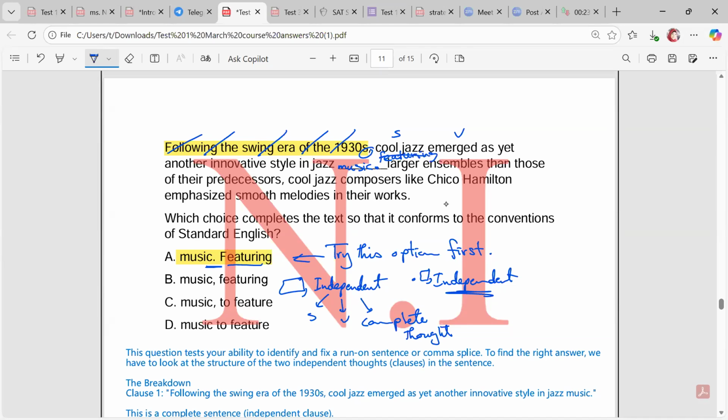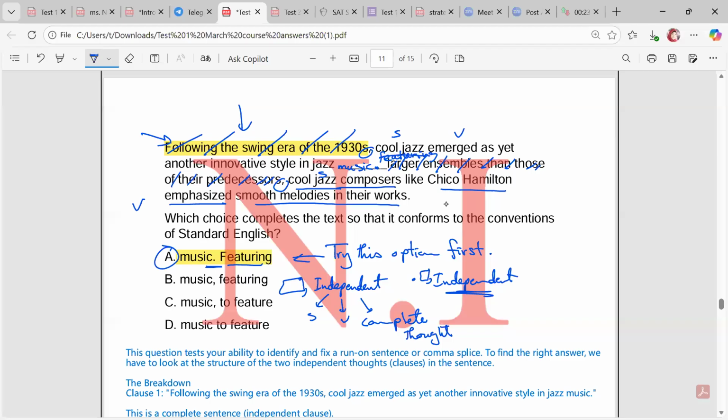I will write featuring here. Featuring here will start a participial phrase, like following, featuring large ensembles than those of their predecessors. Comma, so also this part is non-essential, introductory like this one. Cool jazz composers, that's the subject, like Chico Hamilton emphasized, this is the verb, smooth melodies in their works.